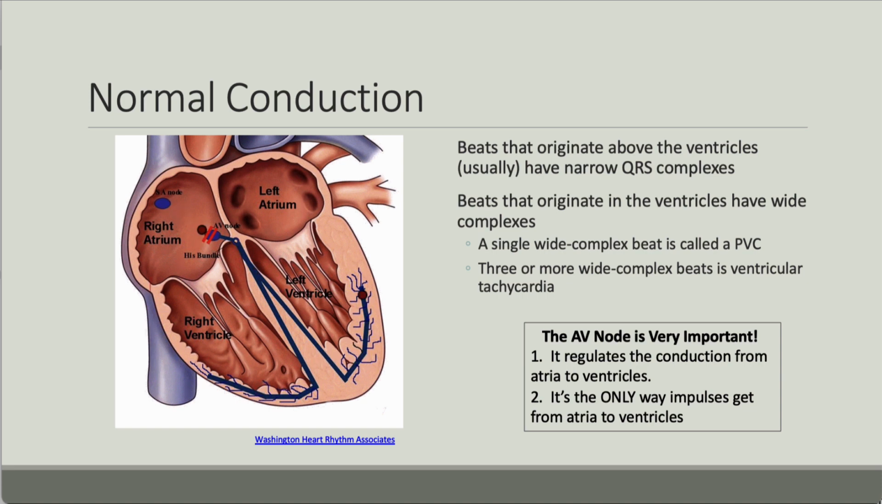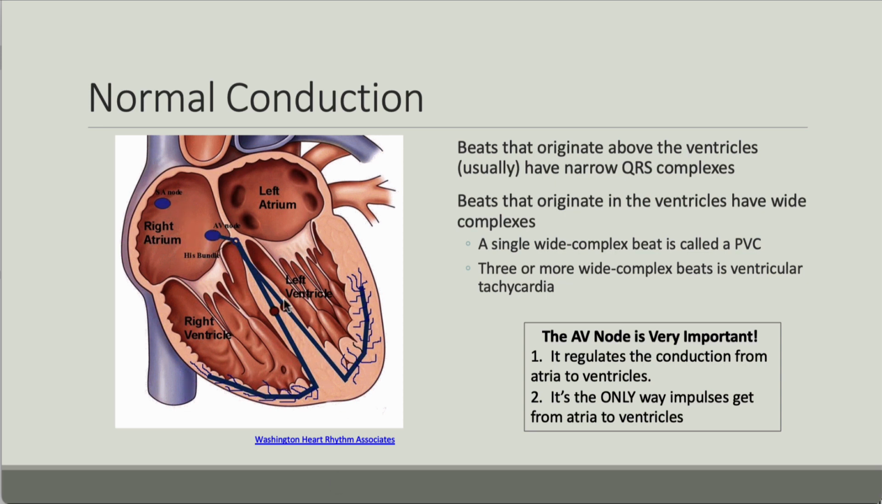But beats that originate in the ventricle, so for instance here, those beats would be wide complex because they don't follow this normal pathway. You see, this pathway that we call the His-Purkinje system, if you notice the bouncing ball here that enters at the AV node, takes a little rest, and then it comes down here, you'll notice that at the exact same moment, the impulse ends up here in the left ventricle and here in the right ventricle. And that's to make sure that everything is coordinated so that the right ventricle beats at the same time as the left ventricle.